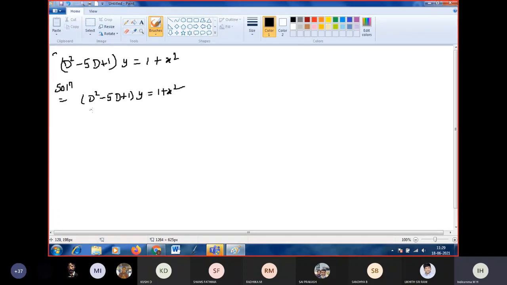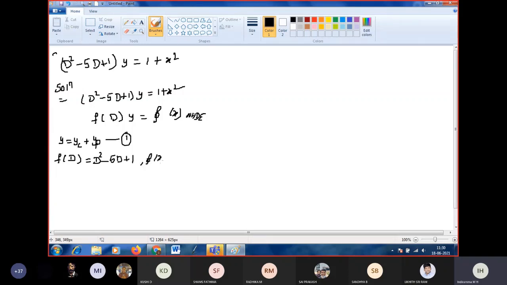Here it is like f of D into y is equal to phi of x. So since it is a non-homogeneous differential equation, y is equal to yc plus yp, call it as equation 1, where f of D is equal to D square minus 5D plus 1, and phi of x is 1 plus x square.